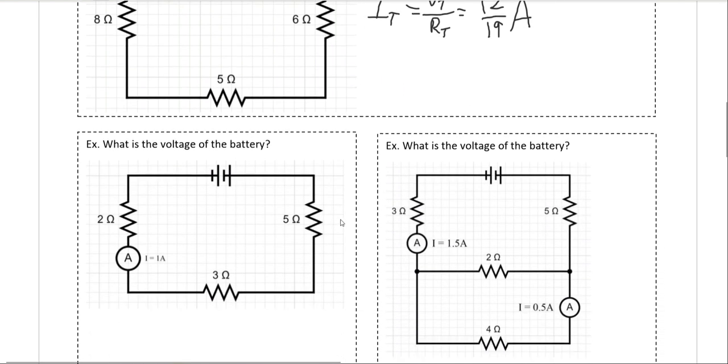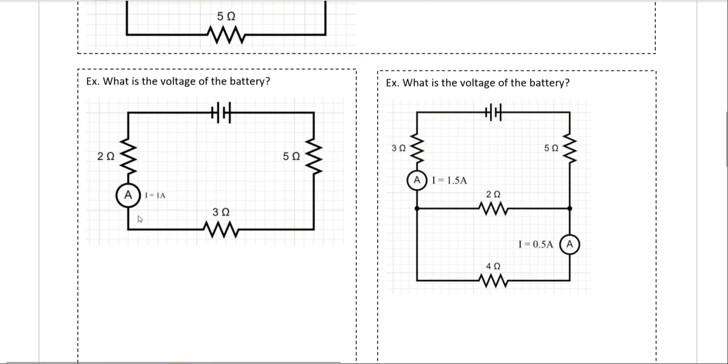Let's take a look at this second example. It is again another series circuit. There are no junctions, so that means that this current, this 1 amp, is the current on all the pieces. And we can ask ourselves, what is the voltage on this battery? There's multiple ways for us to approach it. And that's the nice thing you're going to find, is there's more than one way to approach this.